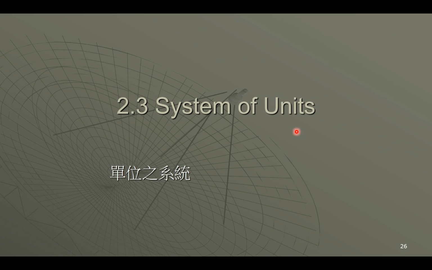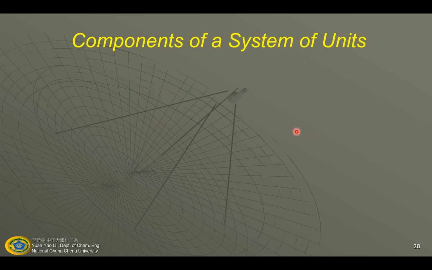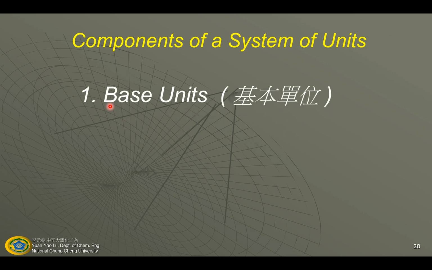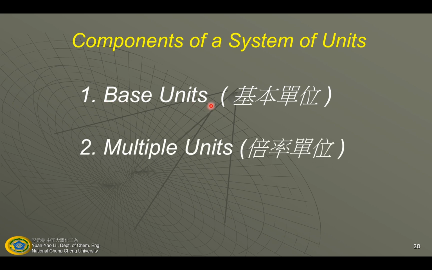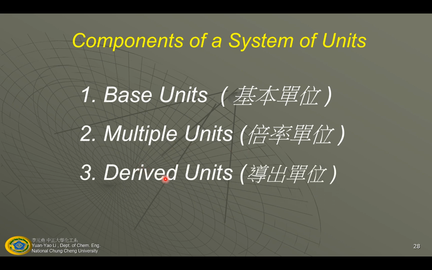Okay, section 2.3, system of units. Let's start to learn the components of the system of units. There are three components. The first component is base units. The second component is multiple units. The third component is derived units. Let's go through this one by one.